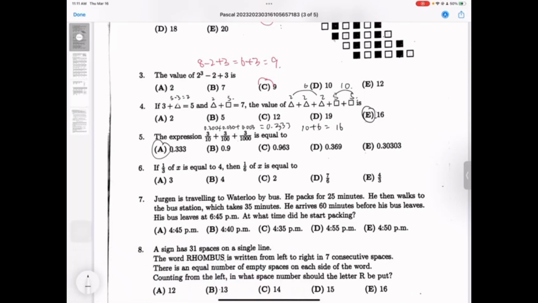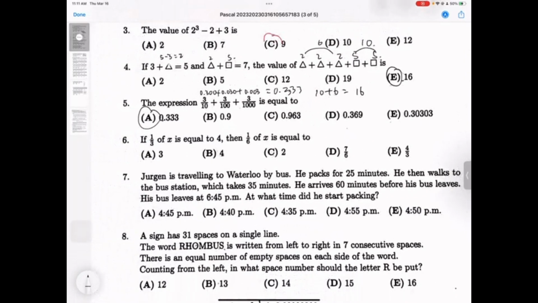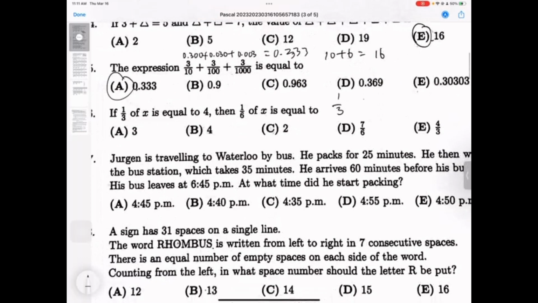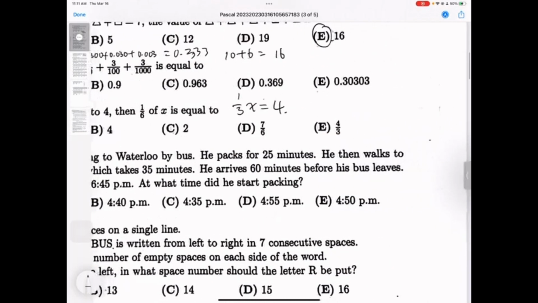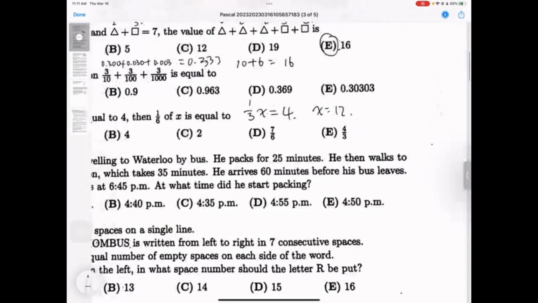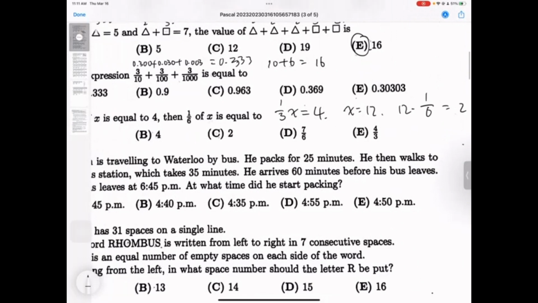Okay, so for question 6, it is asking us if 1/3 of x equals 4, and then 1/6 of x is equal to what. So what I did is basically I just solved for x, because 1/3 of x equals 4, so then we can just basically solve for x, and we know that x equals 12, right? And then we just basically use 12 times 1/6, and that is 2. So the answer is 2.